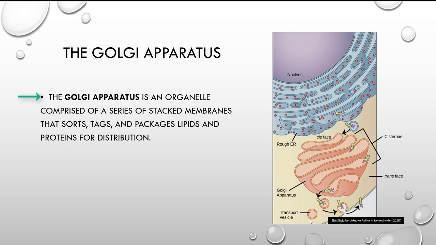So that's an easy way to tell the difference between the smooth ER and the Golgi apparatus, because they kind of look similar. They just look like flattened membranes. But the smooth ER will be attached to the membrane that's attached to the nucleus. The Golgi apparatus will be detached from that. And so the Golgi apparatus, I think of it as like the shipping center.